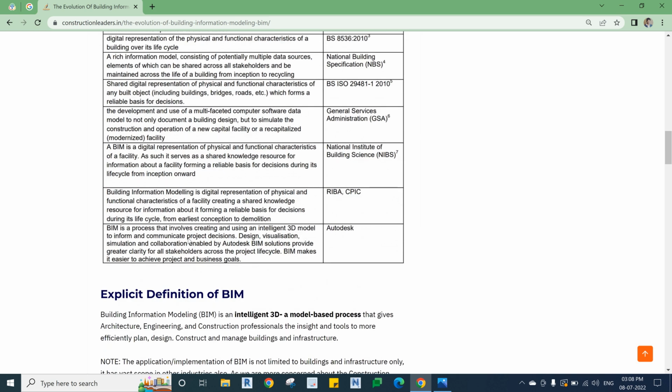We will look into the Autodesk definition. BIM is a process that involves creating and using an intelligent 3D model. Here Autodesk is telling that BIM is a process. The process is the keyword here. It's not a 3D software tool. It's not a visualizing tool. It's a process which involves creating and using an intelligent 3D model. BIM is a process which makes use of the 3D intelligent model, that we have to understand. And for better communication and better decisions also, BIM can be used. We can use BIM in design, visualization, simulation and collaboration. And Autodesk is an organization which gives product solutions and services to the AECO industry. They have many products in their library.